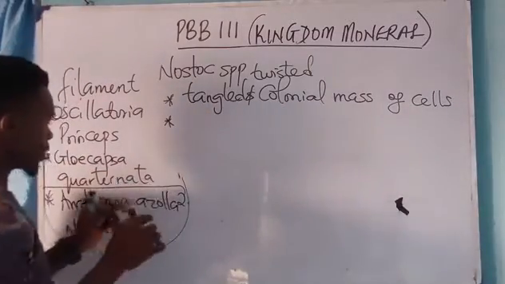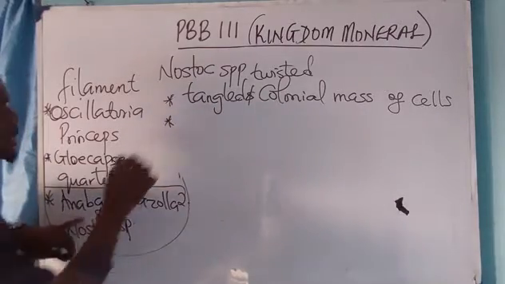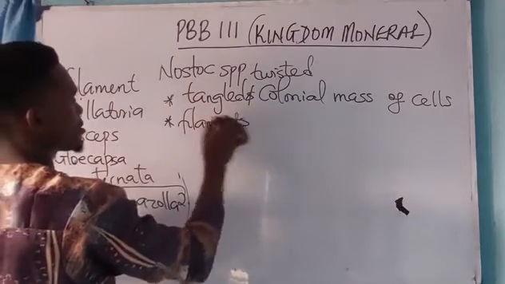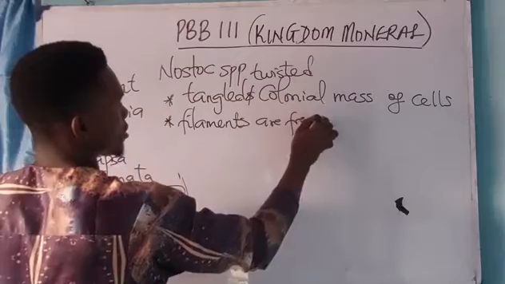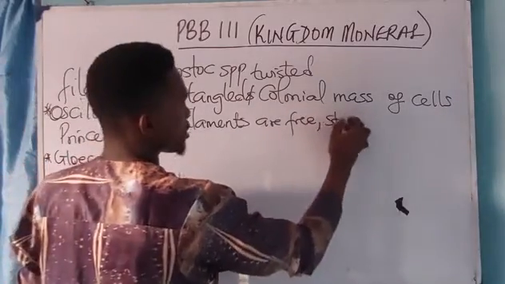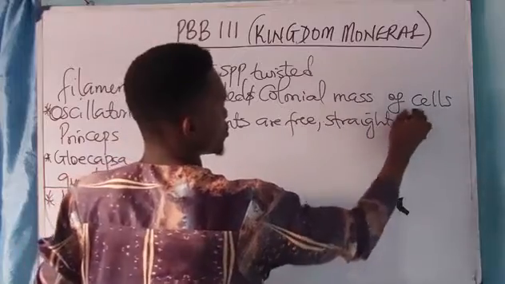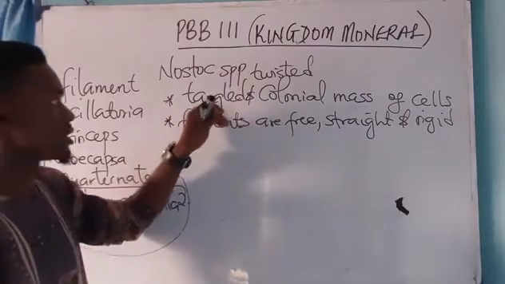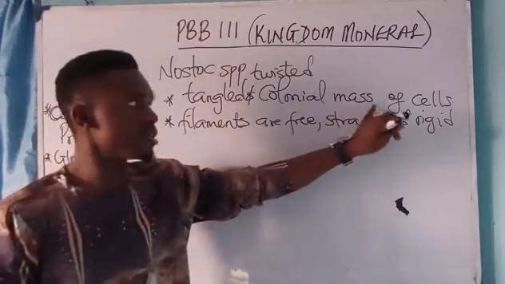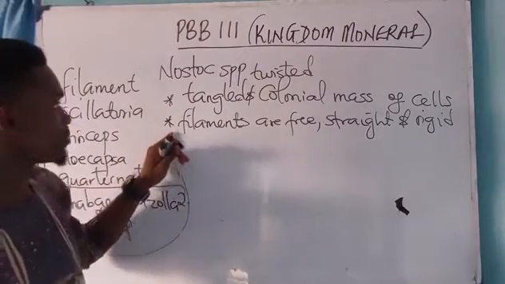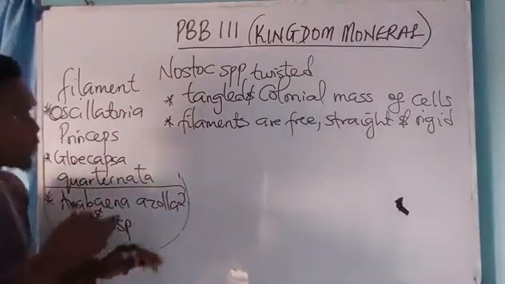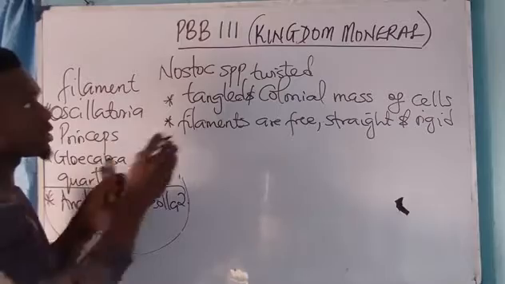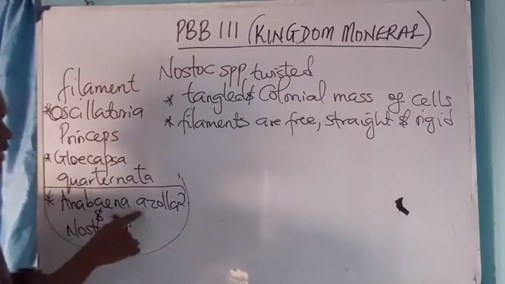But the Anabaena, their filaments are free. Filaments are free, and they are straight and rigid. You can see the filaments in Nostoc form a tangled and twisted colonial mass of cells, while the filaments of Anabaena are free and straight. These are the differences between Nostoc species and Anabaena azollae.